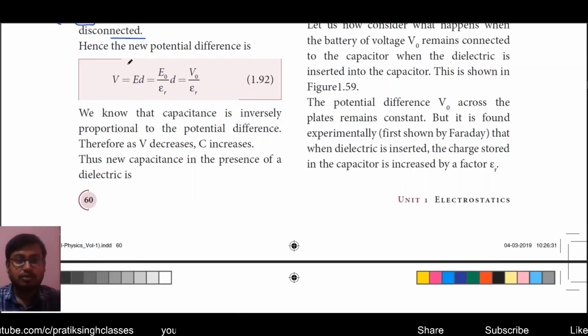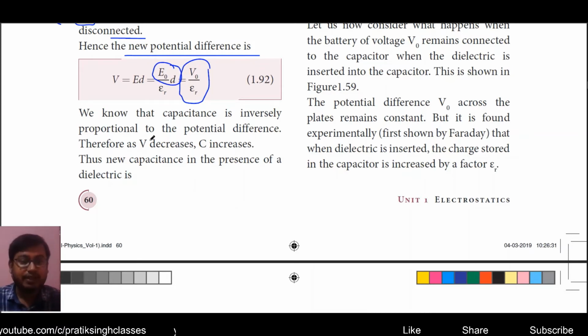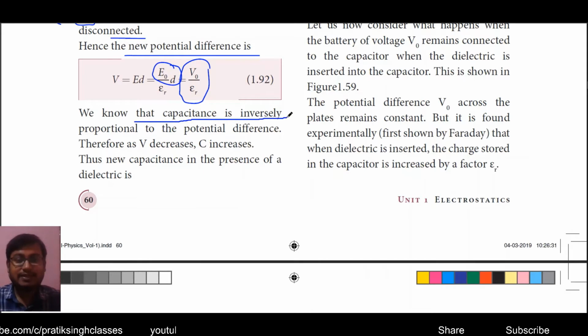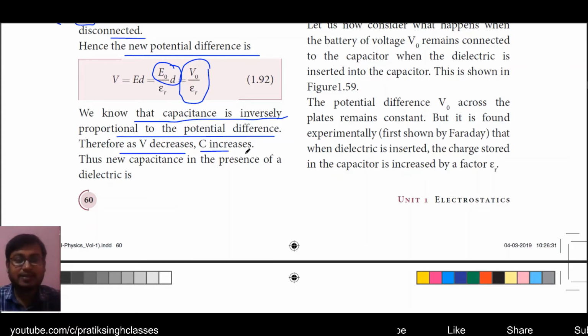All right, so hence the new potential difference is given by V is equal to E d. In place of E we can write E0 by epsilon R into d, that is equal to V0 by epsilon R, as we know very well that V0 is equal to E0 into d. We know that capacitance is inversely proportional to the potential difference. That means the higher the potential difference, the lesser the capacitance, and vice versa. Therefore, as V will increase, capacitance will decrease, and when V will decrease, capacitance will increase.